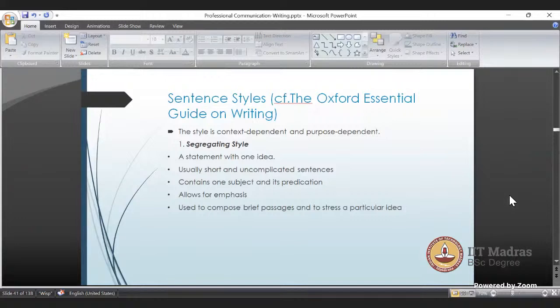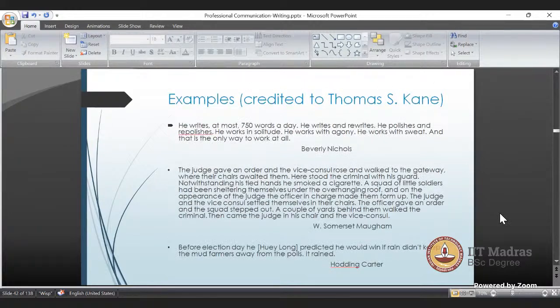You see that all of them, in some sense, point towards how you write a topic sentence. Yes or no? If you have seen and heard what topic sentence means. Yes, ma'am. You agree that the segregating style is how you write a topic sentence, right? So this is about that. Okay. So that's one thing. Now look at some examples.